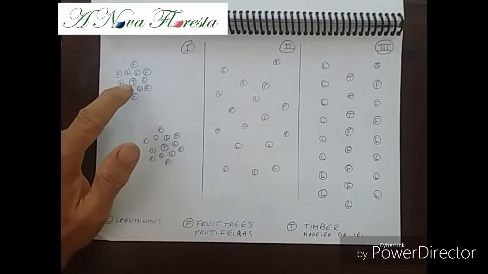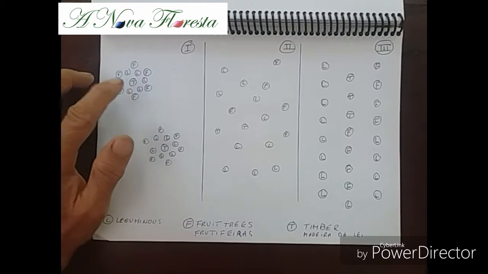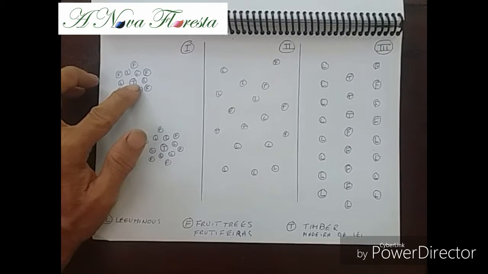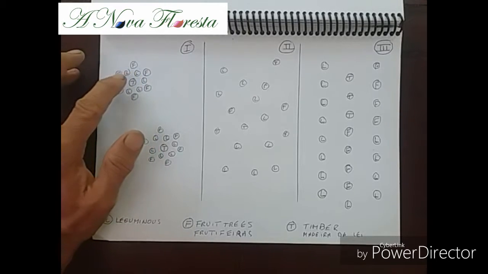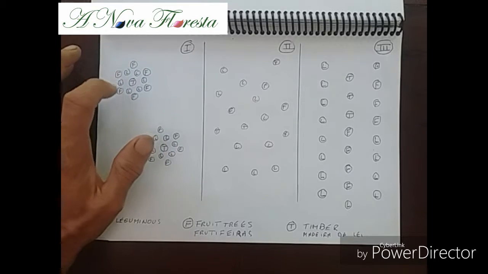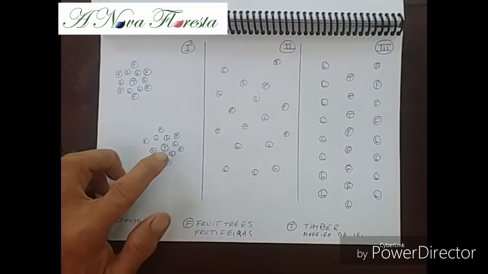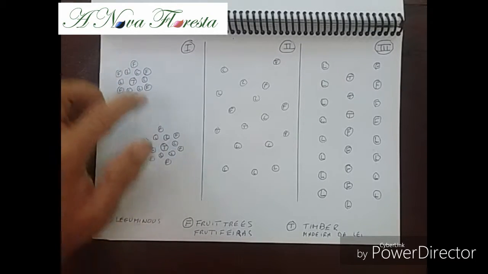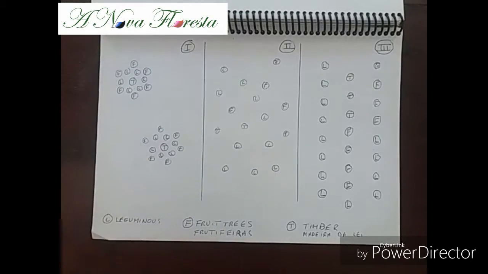In this configuration, if you look closely, you have T, timber, in the middle. Then you have a circular area of leguminous. Then you have some fruit trees. The same here, the same configuration. And there are clusters separated from each other.